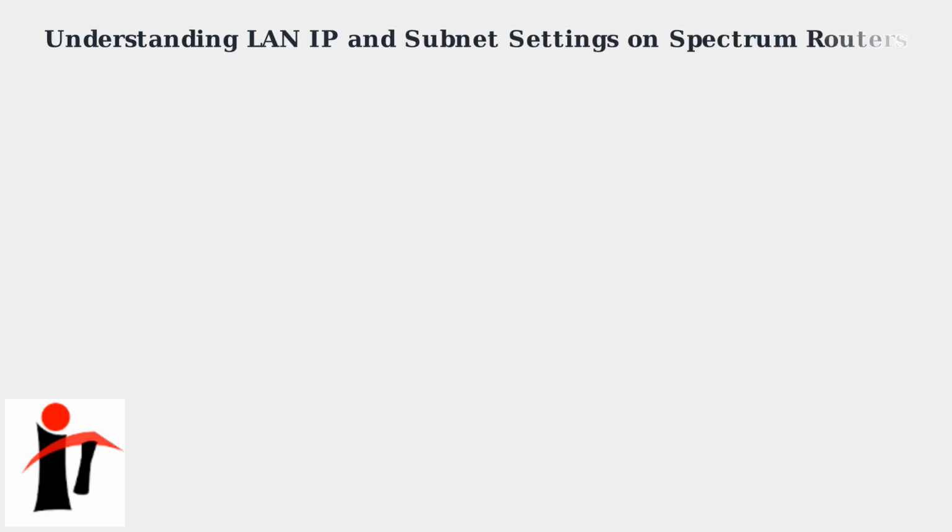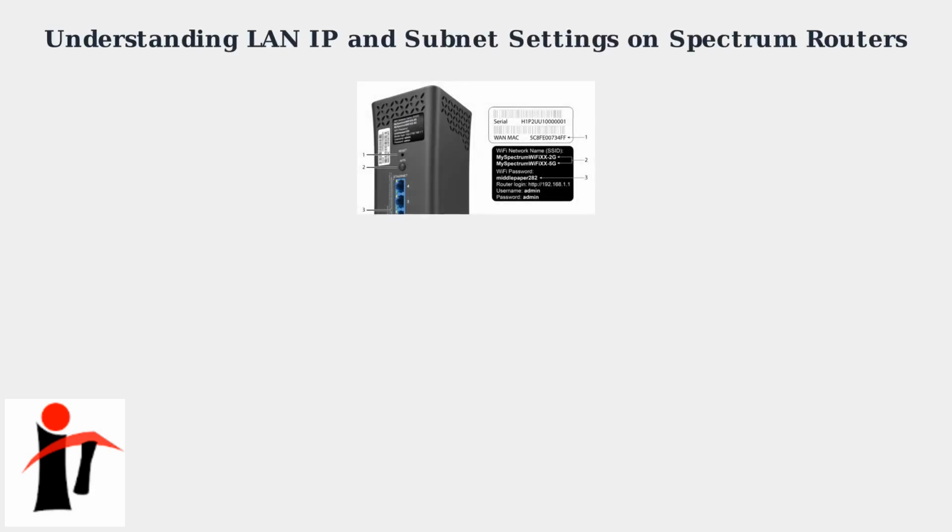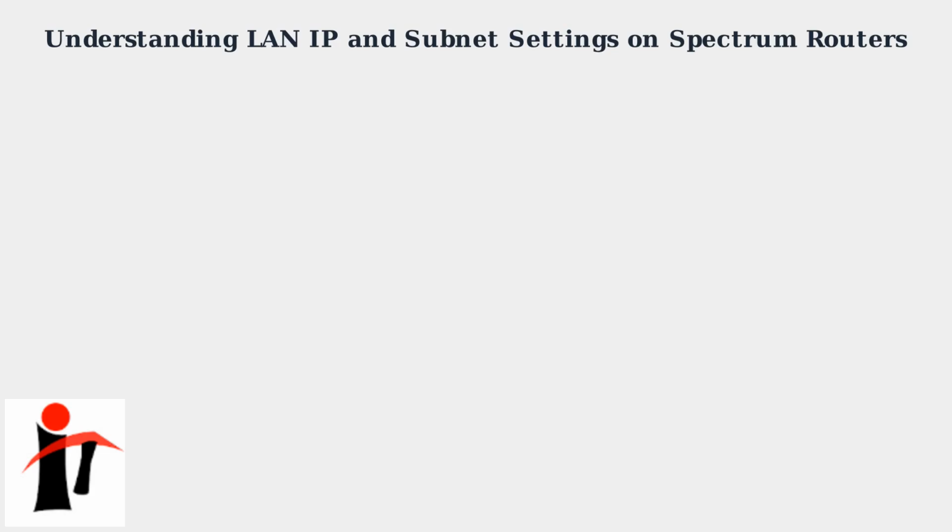Spectrum routers typically use a default LAN IP address like 192.168.0.1 or 192.168.1.1. This address serves as the gateway for all devices connected to your network. Alongside the IP address, the subnet mask, often 255.255.255.0, defines the range of addresses available on your network, determining which devices can communicate locally.